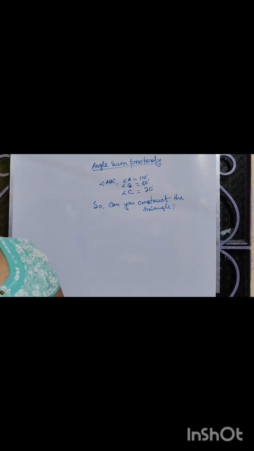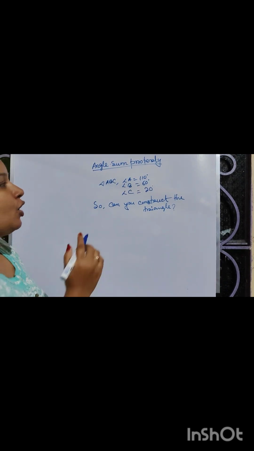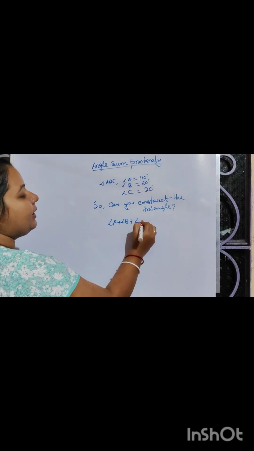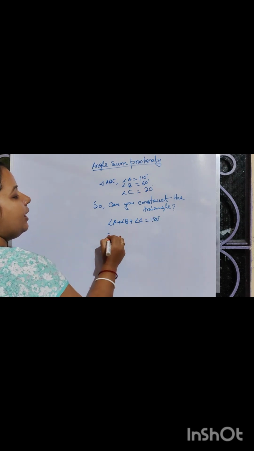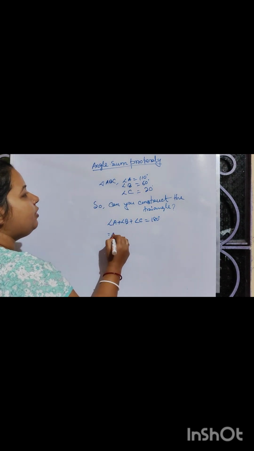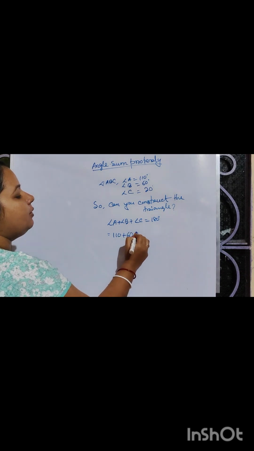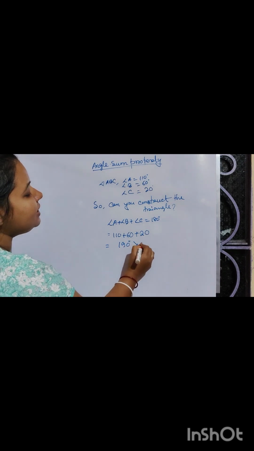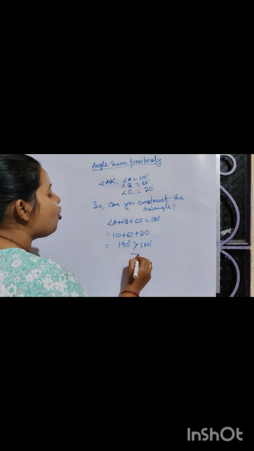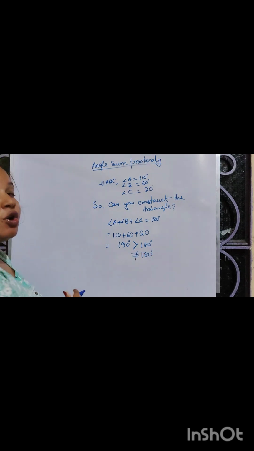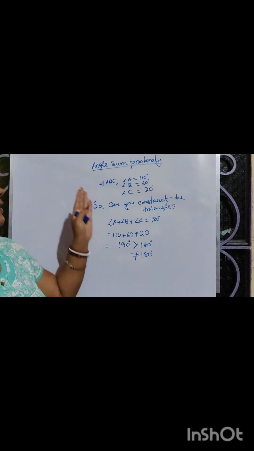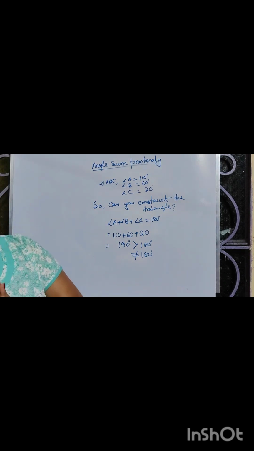So how to do these types of math? Again, we will do it from the angle sum property. We know that the sum of three angles, that is angle A plus angle B plus angle C, equals 180 degree. Here, if you put all the values, then it will be 110 plus 60 plus 20 equals 190 degree, which is greater than 180 degree and not equal to 180 degree. So you cannot construct this triangle. To make a triangle, the sum must always equal 180 degree.